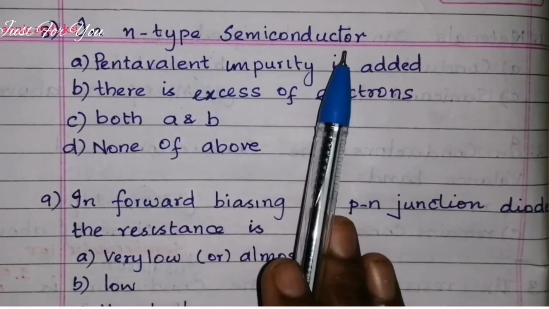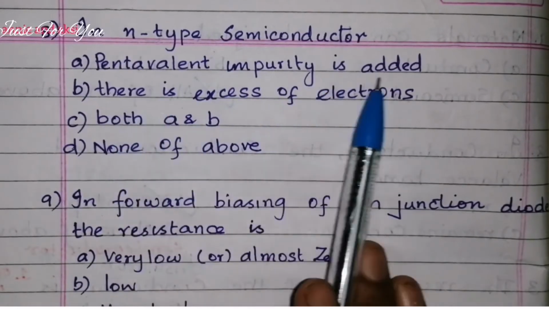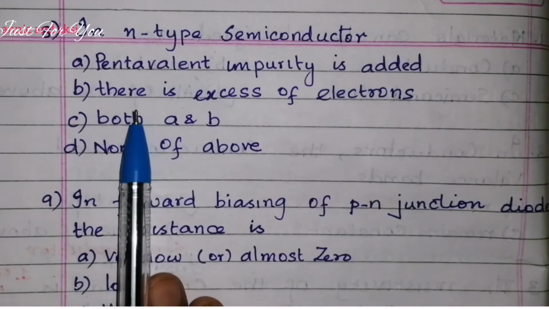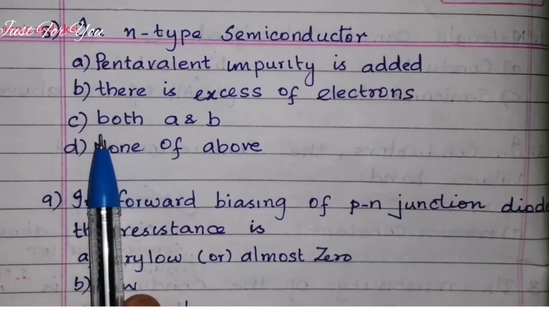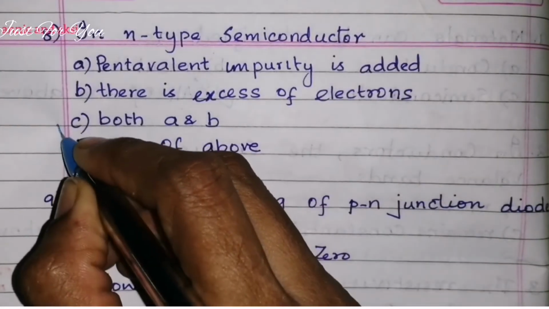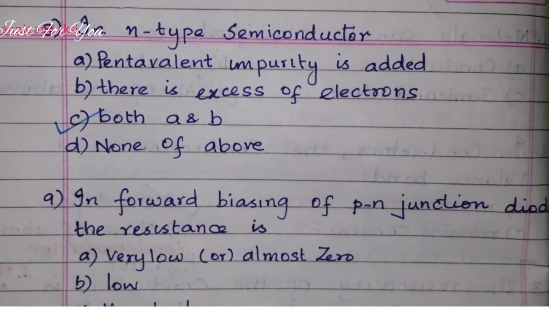In n-type semiconductor, pentavalent impurity is added. That is the right statement. And there is excess of electrons. That is also a right statement. So, the right answer is option C, both A and B. In n-type semiconductor, pentavalent impurity is added and there is excess of electrons.